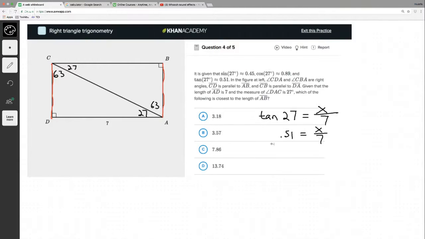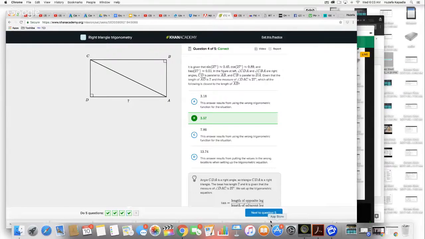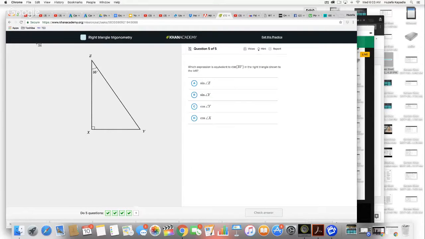And then all we do is we multiply both sides by 7 because that will give us our answer. You can do this in your head, I think. It's 3.57 equals x. And this should be our answer, which is B. Let's give it a shot. Yes, it works. It is working.